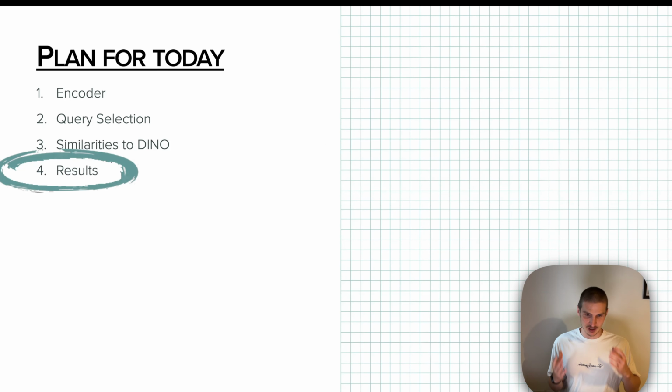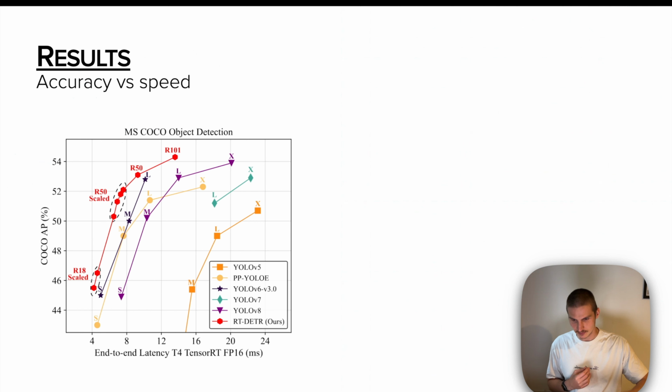And now let's quickly talk about results. So this one we already talked about. If we actually plot the accuracy versus latency trade-off, we can see that RT DETR is to the up and left. So for any given latency that you have, if you switch to RT DETR, you'd have better accuracy.